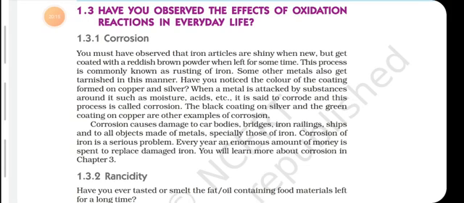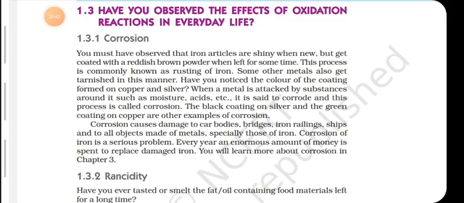Some other metals also get tarnished in this manner. Have you noticed the color of the coating formed on copper and silver? No? Let us see that. Whenever a metal is attacked by a substance around it, such as acids, moisture, water, oxygen, etc., it is said to be corroded, and the process is known as corrosion.